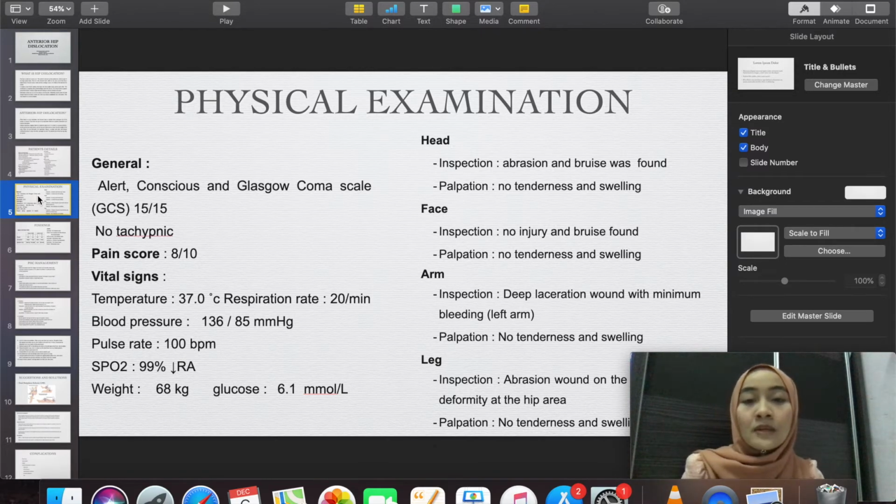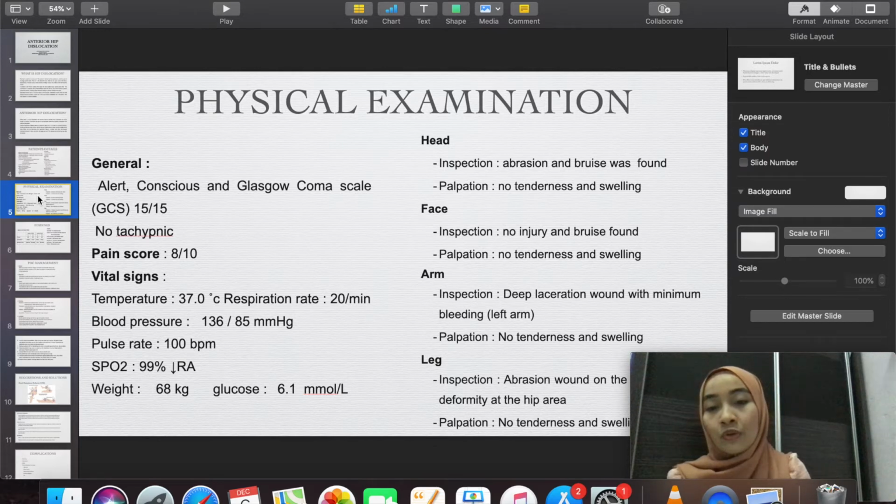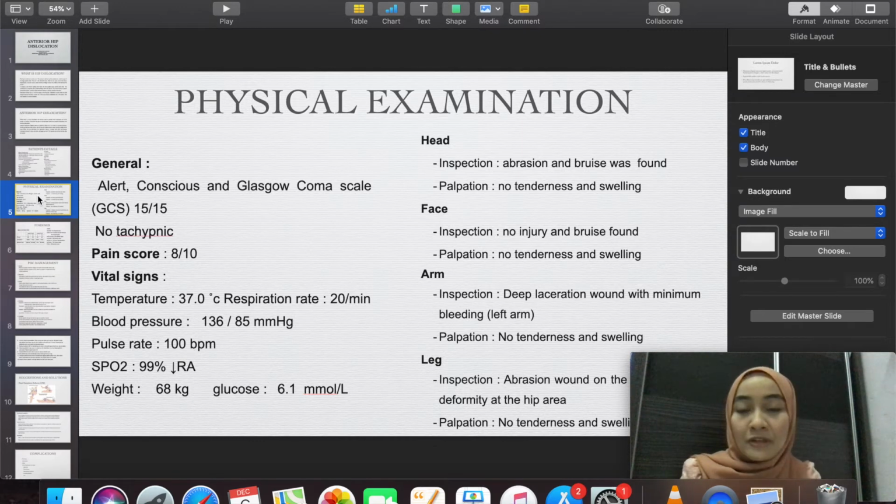For arm inspection, there was a deep laceration wound with minimal bleeding on the left arm. On palpation, no tenderness and swelling. For leg inspection, found abrasion wound on the left leg, and there was a deformity on the hip area, on the left region of the hip. On palpation, there is no tenderness and swelling, and also pelvic spring negative.